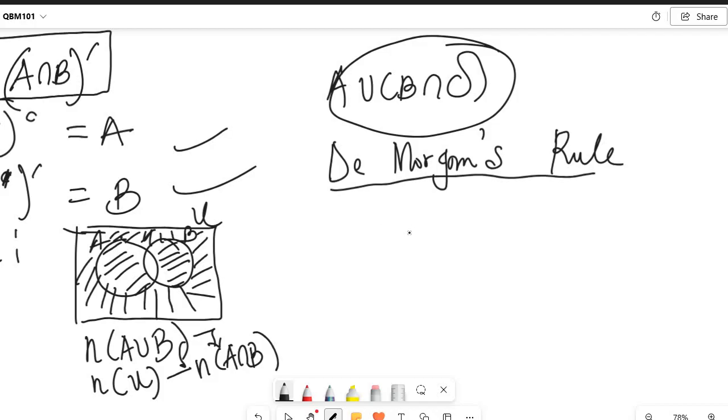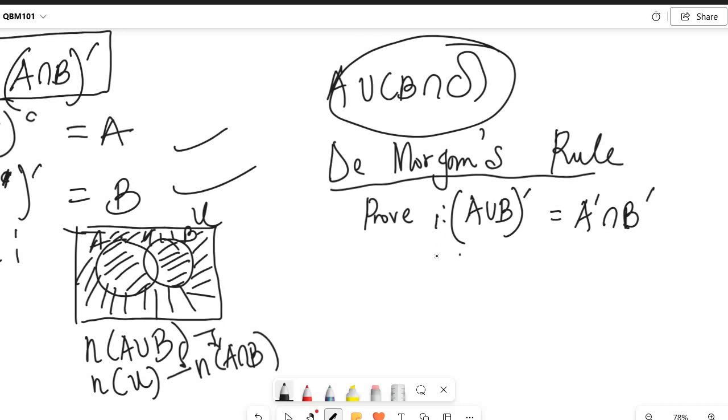Let's look at De Morgan's rule. Now for your De Morgan's rule, we want to prove rigorously. What are we proving? We want to prove that A union B complement is the same thing as A complement intersection B complement. I also want to prove that A intersection B complement is the same thing as A complement union B complement. So we want to basically prove this, guys.